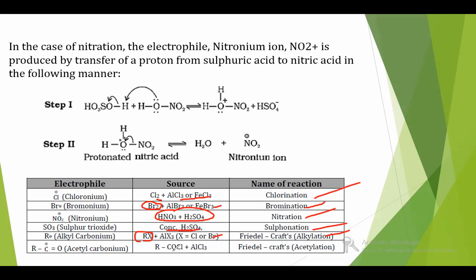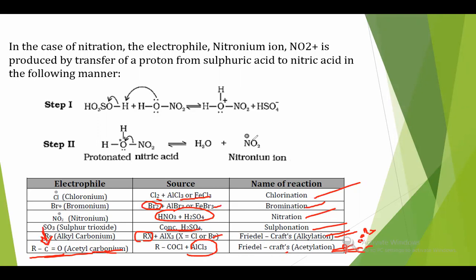When we use acyl chloride, RCOCl, in the presence of anhydrous aluminum chloride, RC double bond O plus will form, called the acyl carbonium ion. RCO plus, acyl carbonium. This is Friedel-Crafts acylation. One is Friedel-Crafts alkylation, the other is acylation, where the acyl group RC double bond O is present. What electrophile will be formed? RCO plus, which will attack, the acyl carbonium ion.